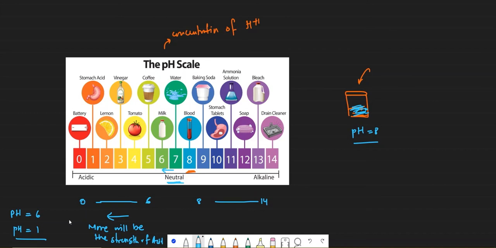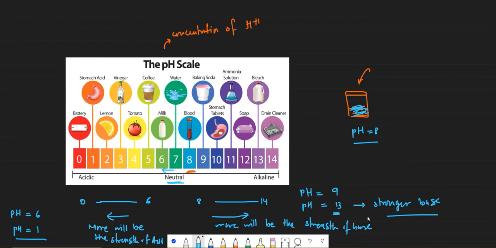About the bases, the more you go towards the right, the greater the strength of a base. Which means that if there are two bases, one's pH is equal to 9 and the other one's pH is equal to 13, the one with greater pH will be a stronger base. So that was the last concept that you needed to wrap up this chapter.